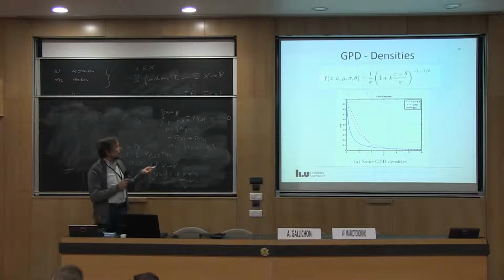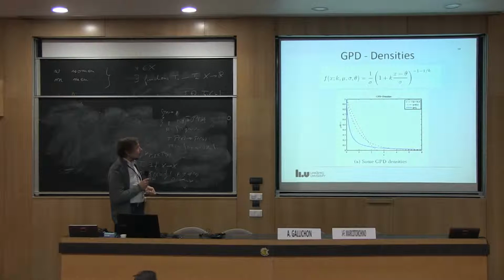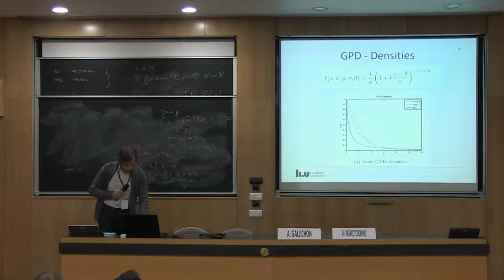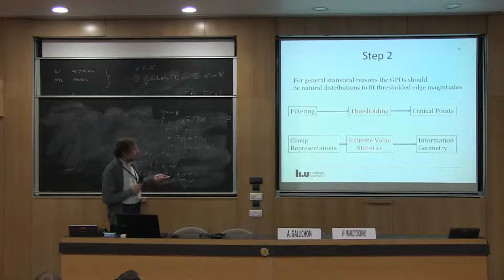And this is the definition of the density of these Pareto distributions. Here you have 3 different examples. The red one is one where the shape parameter is minus 0.4. Then the black one is 0.1, and the blue one is k equal to 1. You see, when the shape parameter grows, the tail becomes longer and longer. So this is one example. And this was the extreme value statistics.